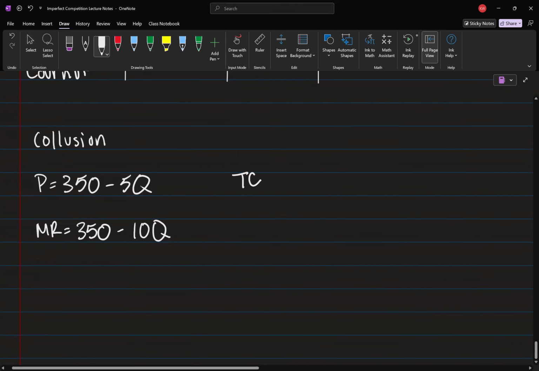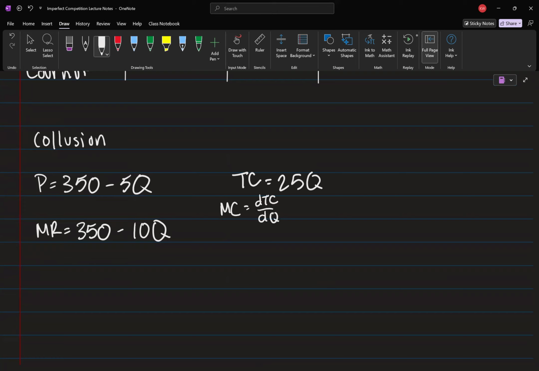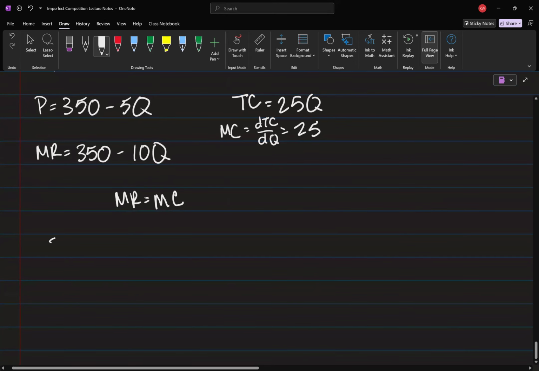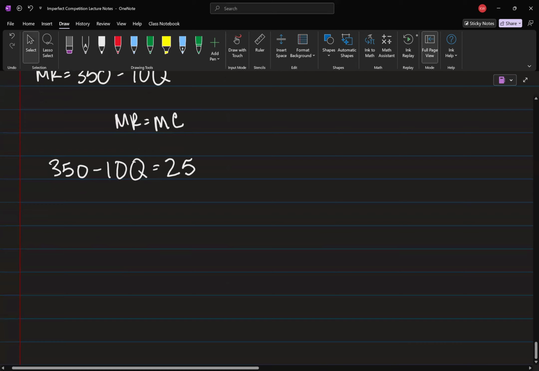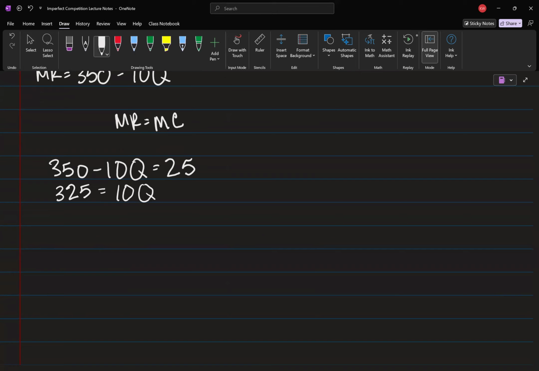Next, we need to find their marginal costs. We're given that their total costs are equal to 25 times Q. Marginal costs we find just by taking the derivative of total costs with respect to output, and it's going to be constant at 25. So setting marginal revenue equal to marginal costs, we get 350 minus 10 times Q equal to 25. Next, we're going to subtract 25 from both sides and add 10Q to both sides. So we get 325 equal to 10 times quantity. And then we divide both sides by 10. So we have 32.5 units produced in this market. So there is our market output.